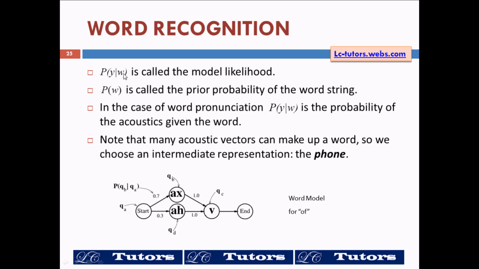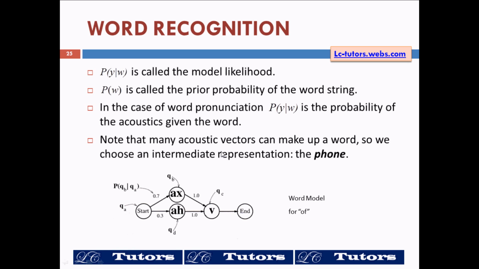So P(Y|W) is called the model likelihood. That means if Y is the observation, what is it given the word. So if the word is known, what is the observation pattern Y, and P(W) is called the prior probability of the word string. In the case of word pronunciation, P(Y|W) is the probability of the acoustic given the word. So if you know the word, what is the probability of that particular acoustic.